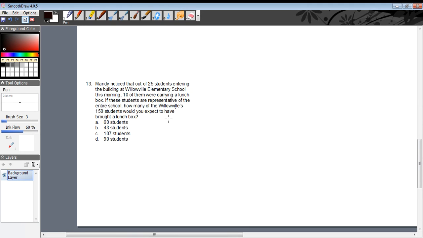Lastly, last problem, Mandy noticed that out of 25 students, of this small sample, there's 25 entering the building at Willowville Elementary School this morning. 10 of them were carrying a lunchbox. Okay, so 10 out of 25 were carrying a lunchbox. If these students are representative of the entire school, how many of the Willowville's 150 students would you expect to have brought a lunchbox? Well, we want to now turn this into, so 10 out of the sample of 25.